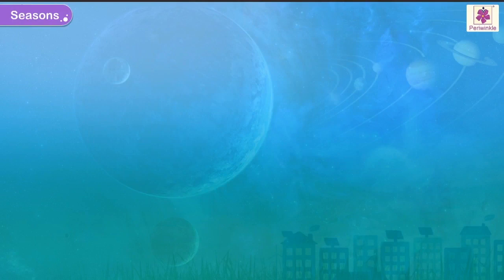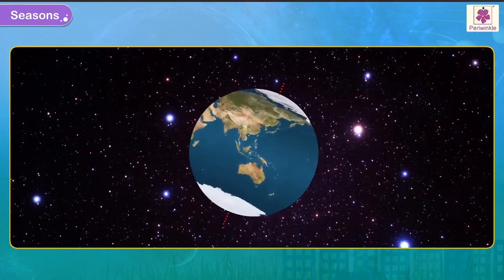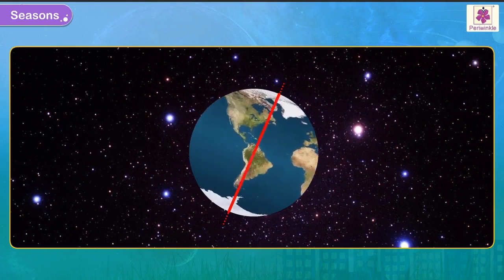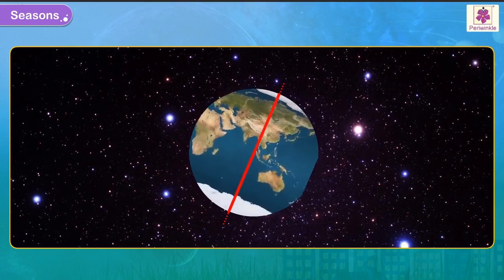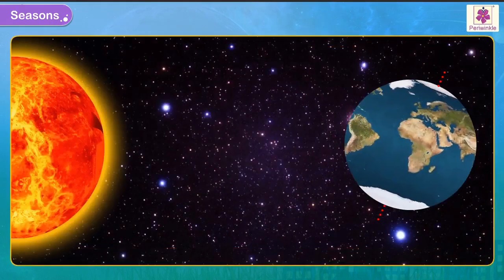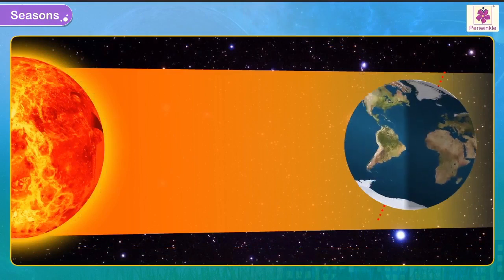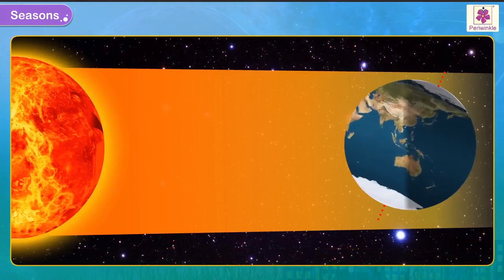Seasons. The Earth has seasons because its axis is inclined. As the Earth orbits round the Sun, its tilted axis always points in the same direction. So, throughout the year, some parts of the Earth always get direct sun rays.